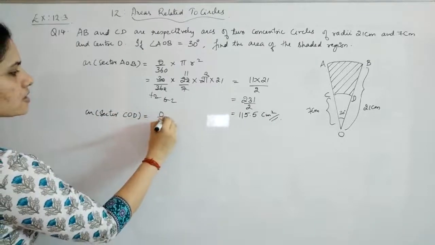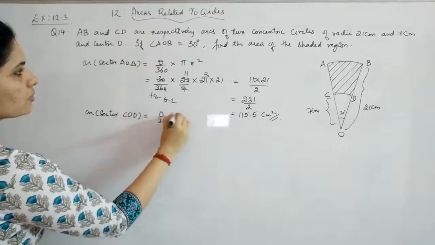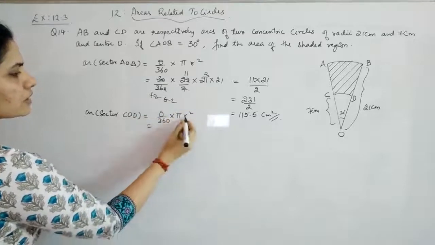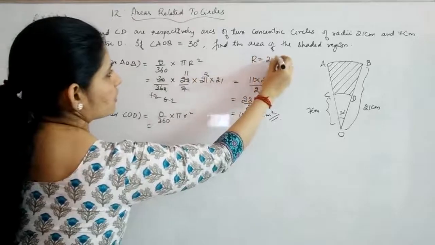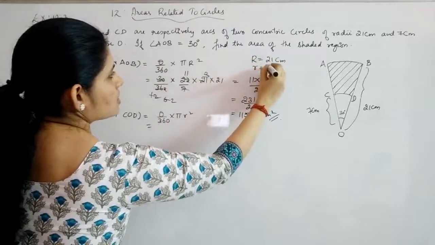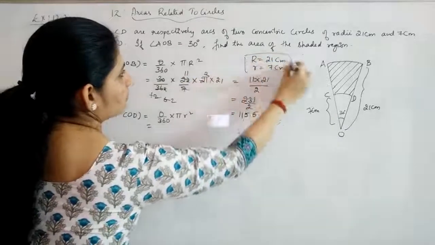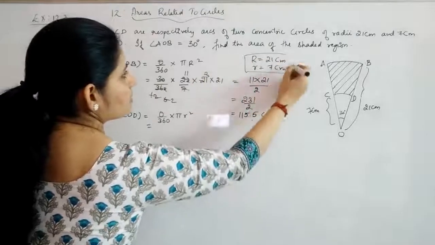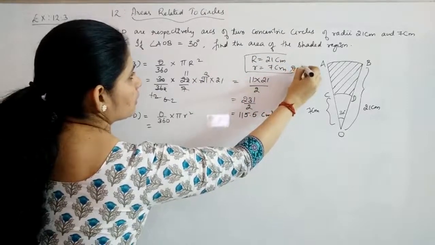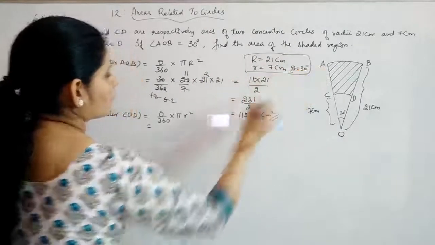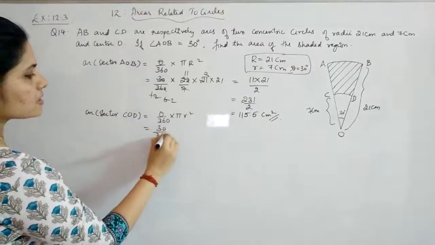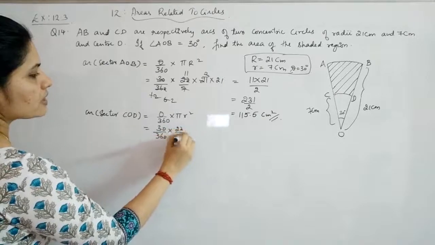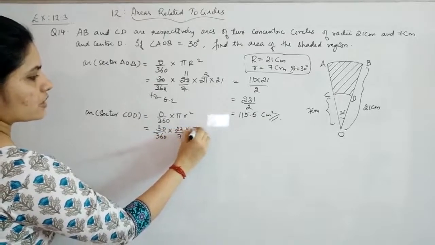theta by 360 into pi r square, where this R is, let it be capital R. Capital R is equal to 21 centimeter and small r is equal to 7 centimeter. Theta is common, 30 degree for both the cases. So here you will get 30 by 360 into 22 by 7 into 7 square, 7 into 7.